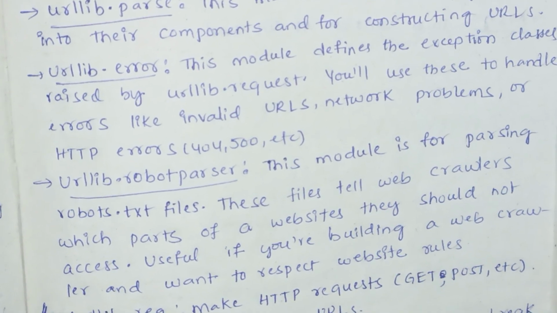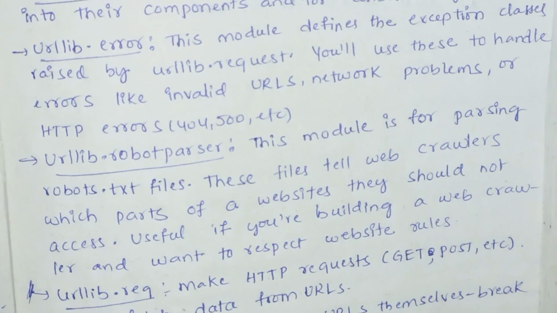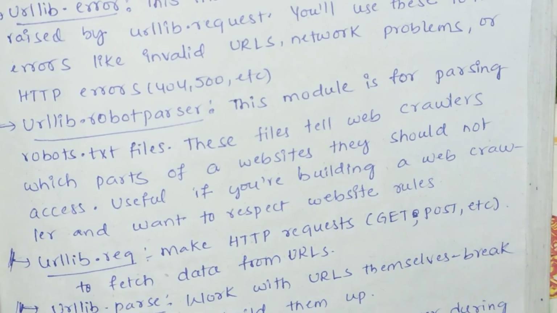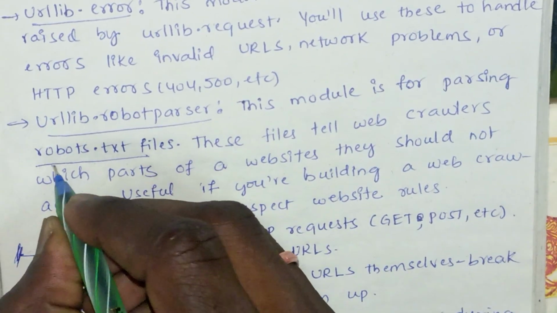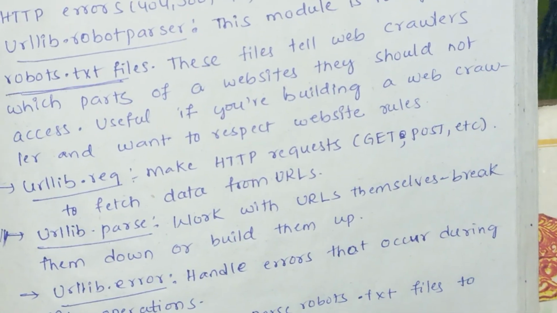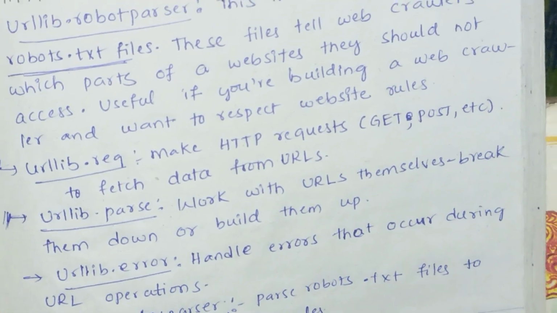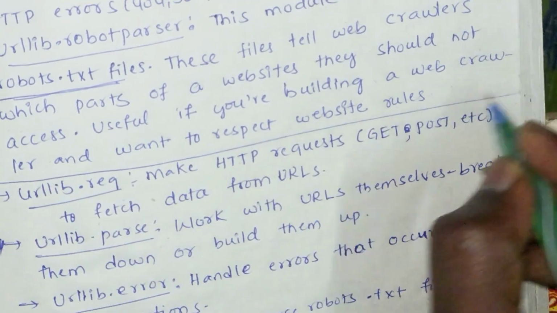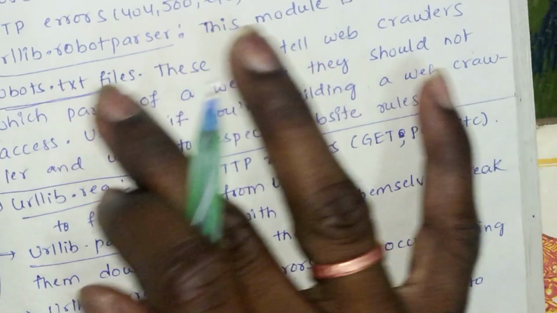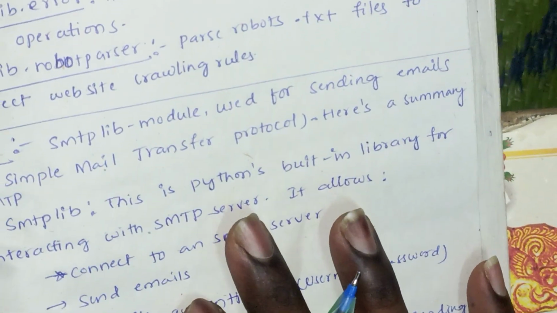Next, urllib.robotparser. This is also a parser module. It is used for parsing robots.txt files, only for robots.txt files. Next, urllib.request, which we already know. I repeated these, so don't get confused. Up to here is enough.